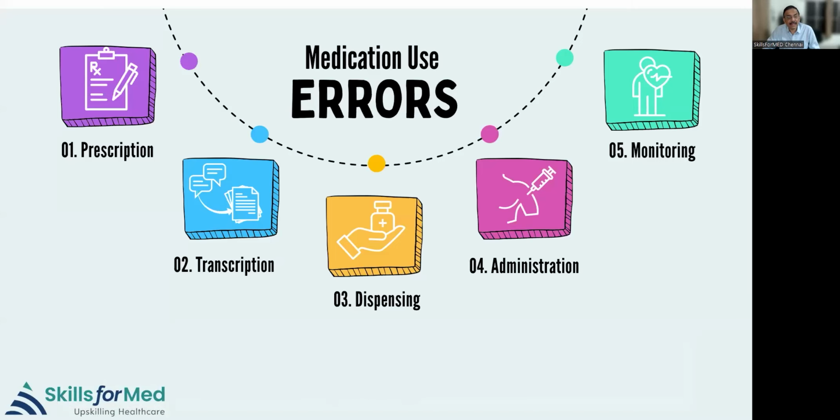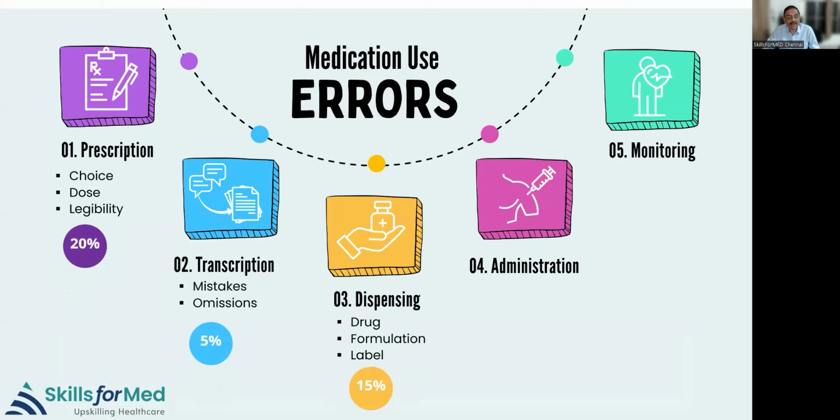Let's look at what are all the errors which can happen in these 5 steps. In the prescription, the choice of medicine can be wrong, or the doctor may write the dosage wrong. And as you all know, the doctor's handwriting, legibility, is a big problem in prescriptions. And transcription can have either mistakes or omissions. Some drugs may not be transcribed at all. That is the omission. Dispensing could be the wrong drug, the wrong formulation being given, or the label not being put properly. The administration, I think all of you are familiar with the 5 rights: the patient, drug, dose, route, and time. If any of the rights go wrong, then it becomes a medication error.